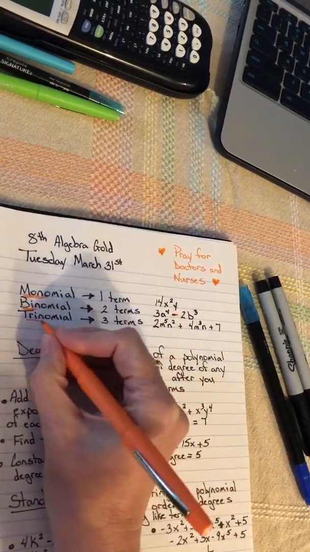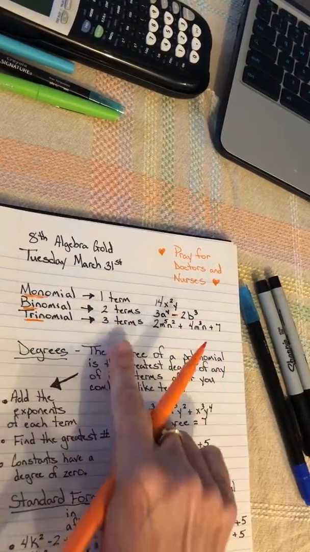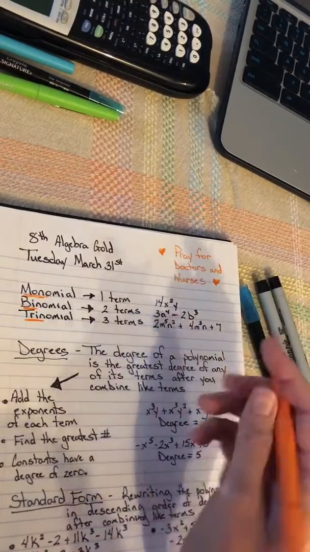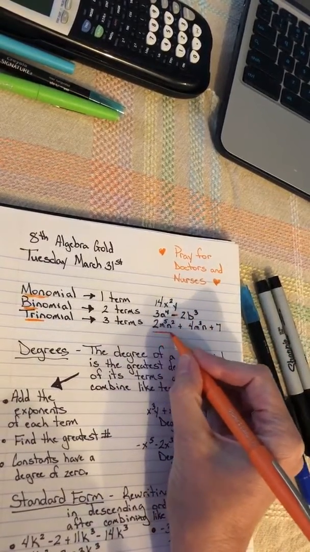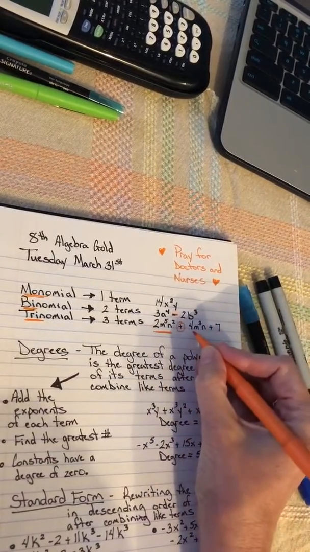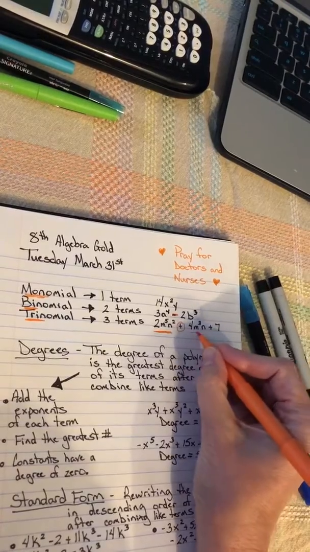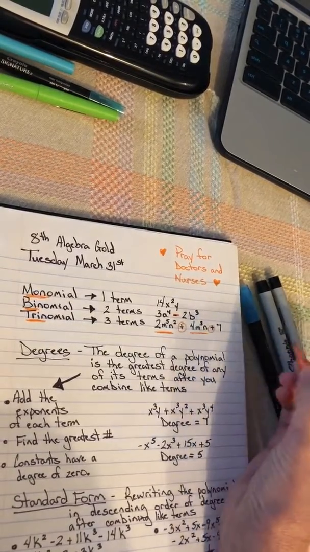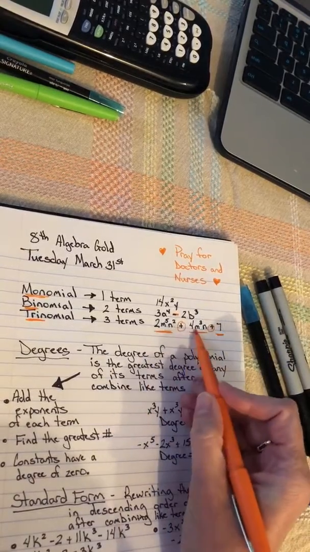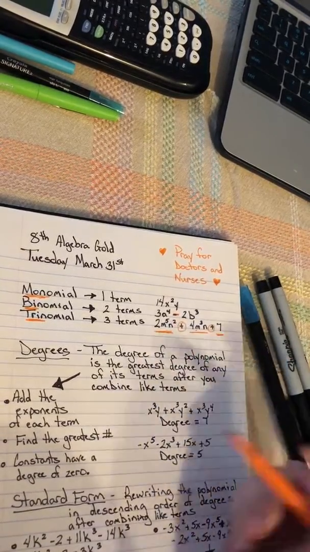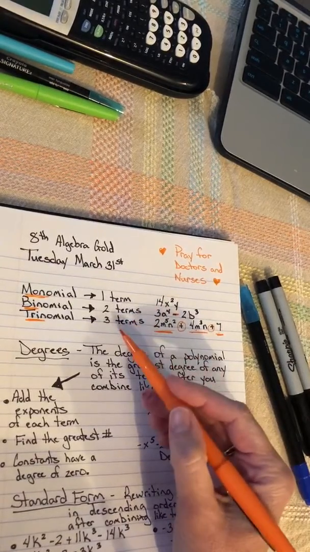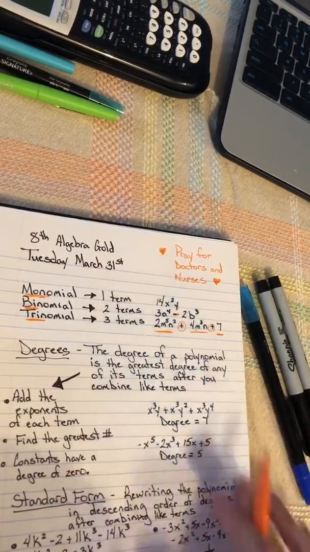A trinomial, because it starts with tri, is a three term, and we can see it over here. 2m to the 5th n squared, then we have a plus sign, 4m to the 3rd n, followed by another plus sign, and then we have our constant of 7. So here are our three terms. Part of your homework, you will need to be able to list the difference between these three.